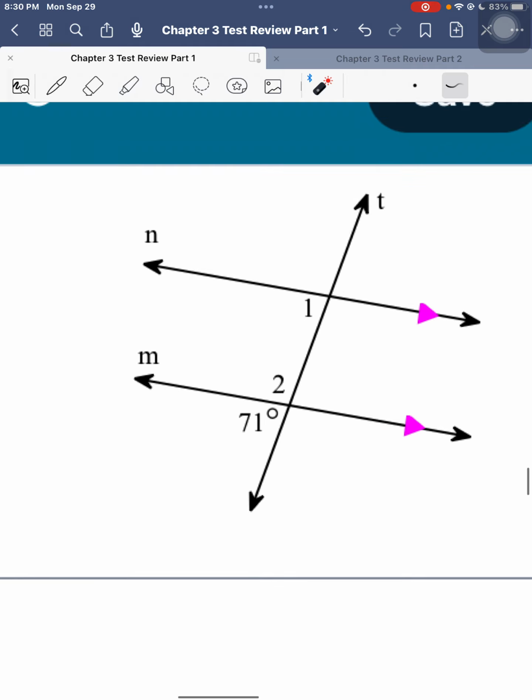Corresponding angles converse right there. Okay? So let's look at this one. Same thing. Find the measure of 1 and 2 and justify my answer.